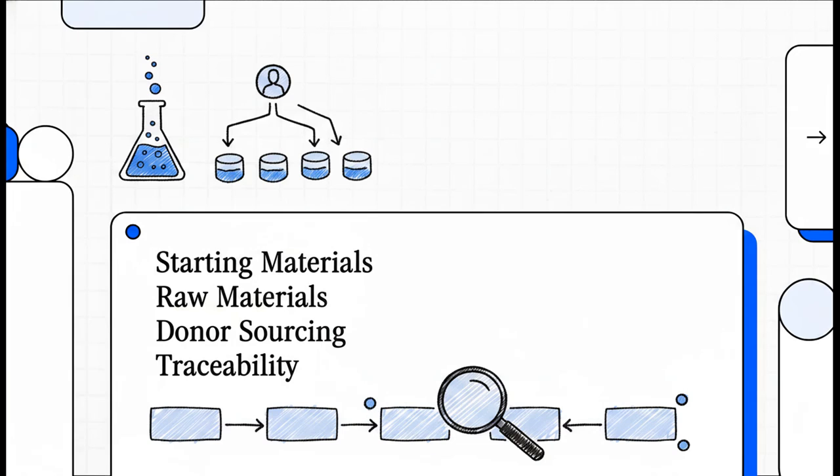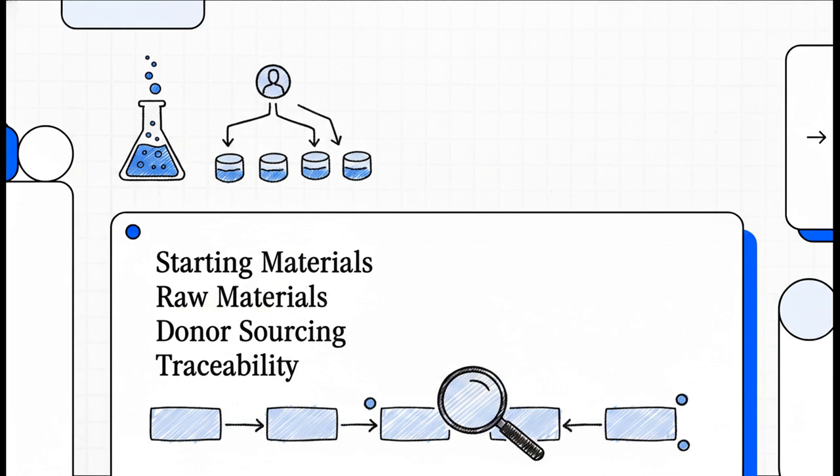Welcome to this explainer. Let's dive right into Module 6 of the ATMP course. Today, we're focusing strictly on the critical foundation of advanced therapy medicinal products: starting materials, raw materials, donor sourcing, and traceability. In this space, your finished therapy is really only as good as what goes into it.